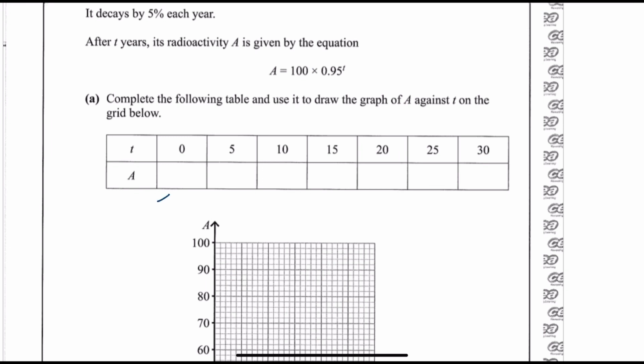To do this, first of all, to get the first one, A is going to be equal to 100 times 0.95 to the power of 0. And then every time you'll just change the power. So the second one's going to be 100 times 0.95 to the power of 5 as your T value changes to 5. Next one would be 100 times 0.95 to the power of 10, and so on. So just give those to 2 decimal places and see how we get on. Okay, so I'll just pause the video and do that.